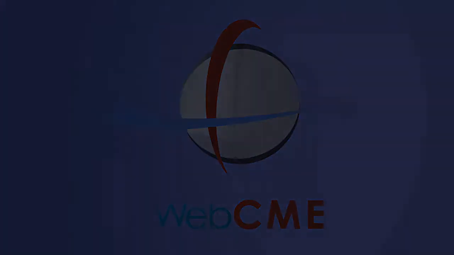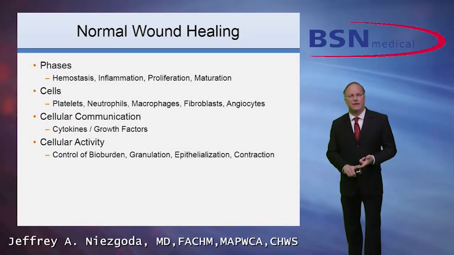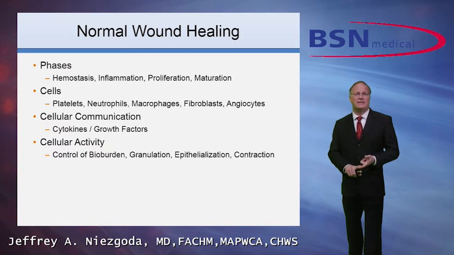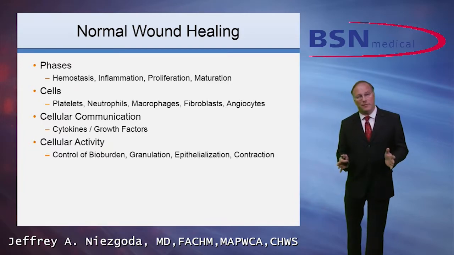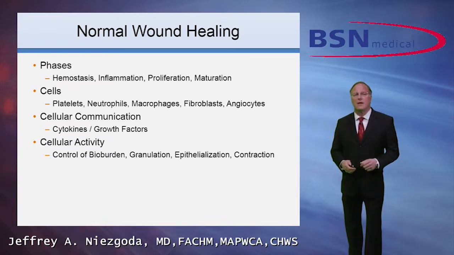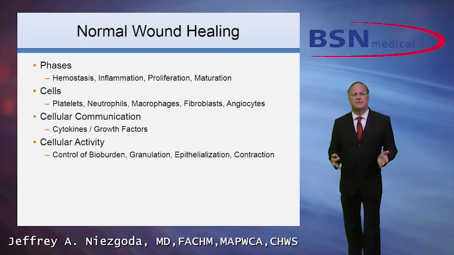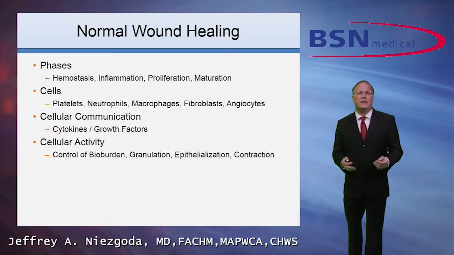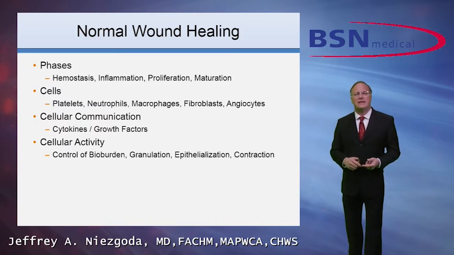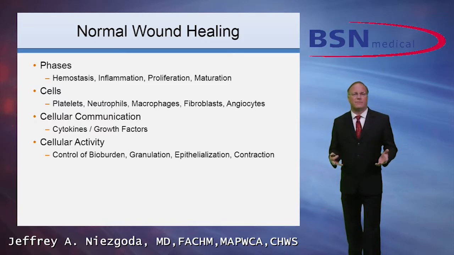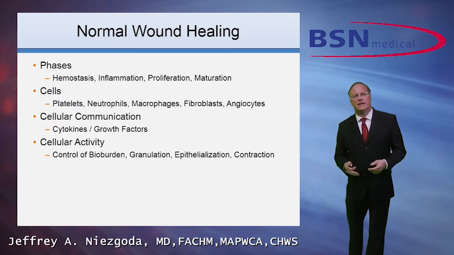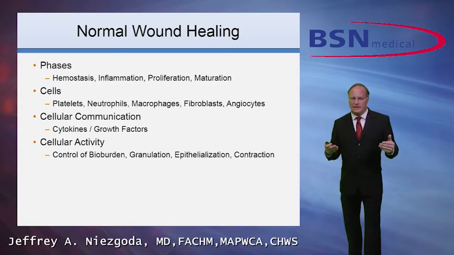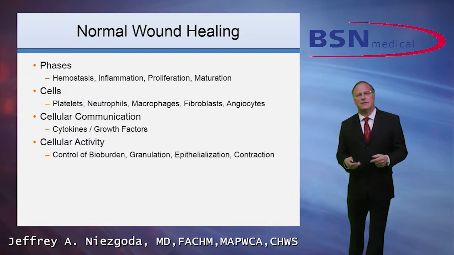When we start looking at this in more detail, we realize that the standard phases typically are described as hemostasis, inflammation, proliferation, and maturation. And we're going to spend some time talking about inflammation for today's lecture. Cells involved in this process, again, these are common to you, or they should be in your knowledge base. The platelets, neutrophils, and macrophages for bioburden control and ingestion of the bacterial killing, fibroblasts, and angiocytes. These cells communicate together by use of growth factors or cytokines, so we're going to discuss that.